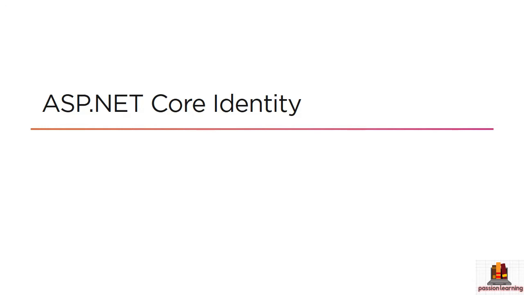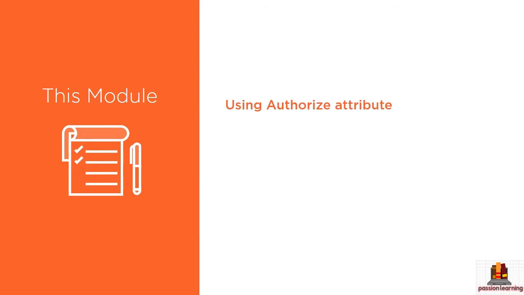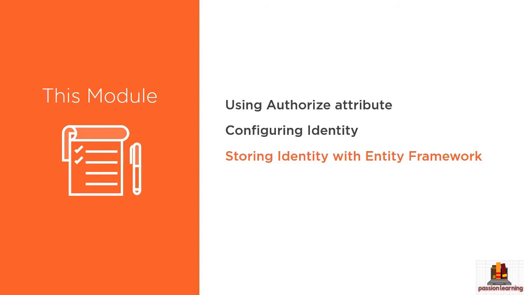So now let's take a look at ASP.NET Core Identity. In this module, we're going to take a look at the Authorize attribute, how to configure identity, storing identity with Entity Framework Core, and using identity in the API.